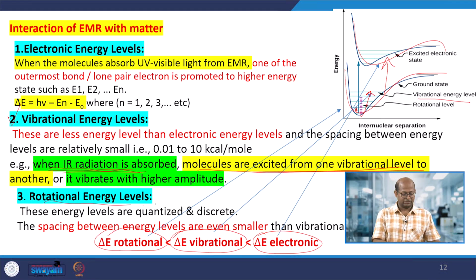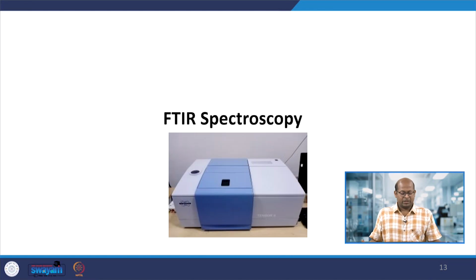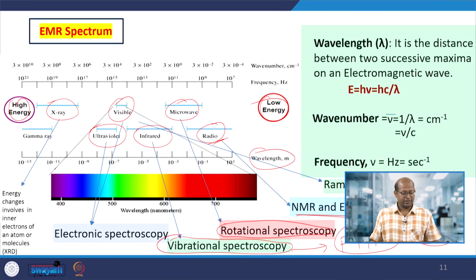And then rotational energy levels also: when molecules absorb energy, there are changes in the rotational movements of that molecule, then the rotational level changes, and that energy difference is very small. Okay, so from the electromagnetic radiation range, the infrared range is being used for vibrational spectroscopy in FTIR. So mid IR is being used.